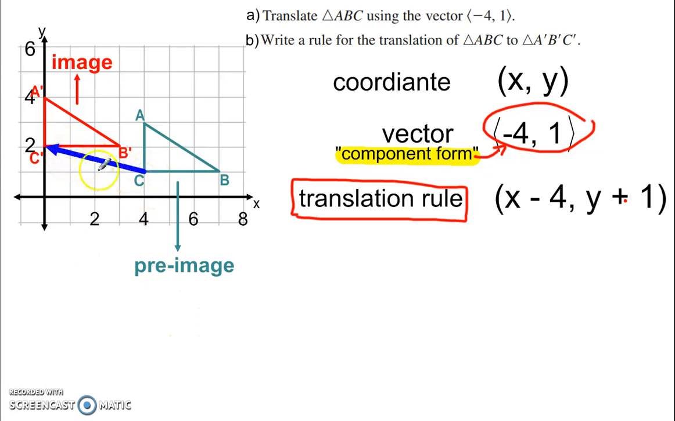So label your little graph. This is your pre-image, the original one. Before the translation, before is pre, and then the image is the one after the translation. It says write a rule for the translation. Okay, so that's what this is. The translation rule is x. What did we do? To the x we subtracted 4. To the y we added 1.